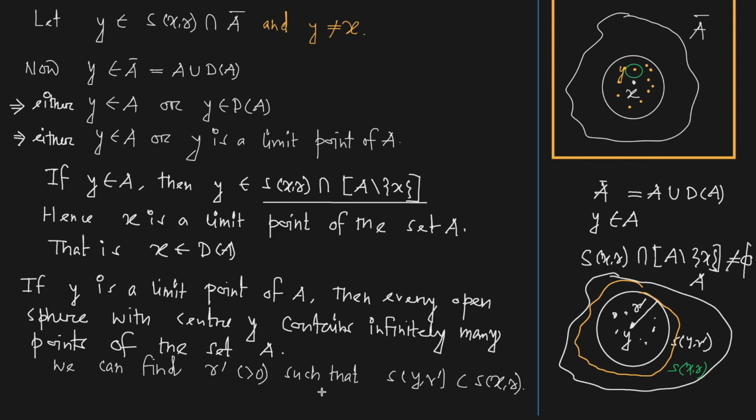So what did I show? That means S(y, r') is contained in S(x, r). This open sphere contains infinitely many points of the set. So S(x, r) contains infinitely many points of the set. So x is a limit point of A.